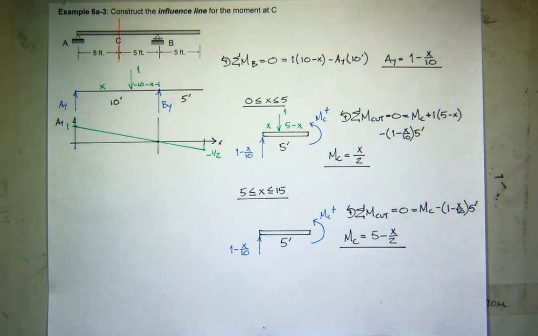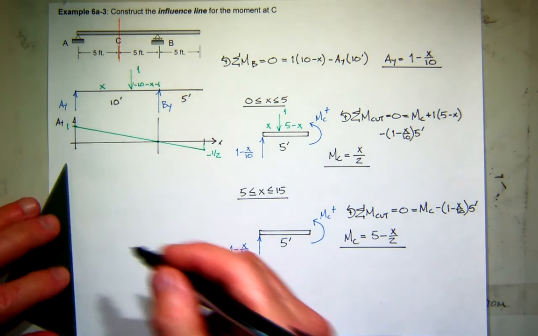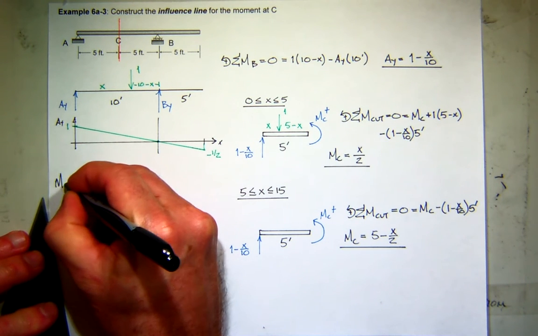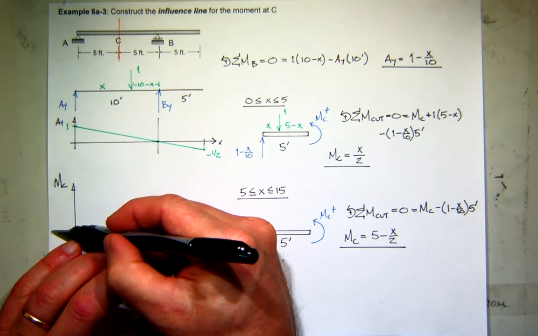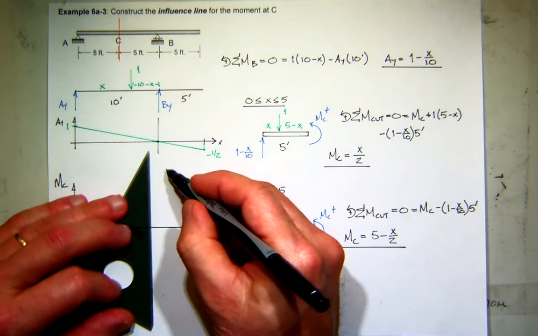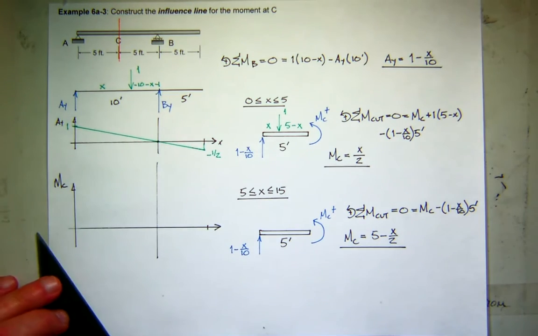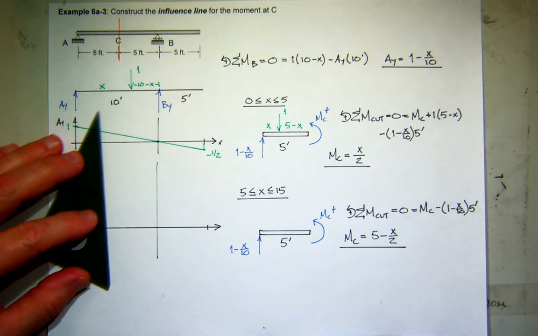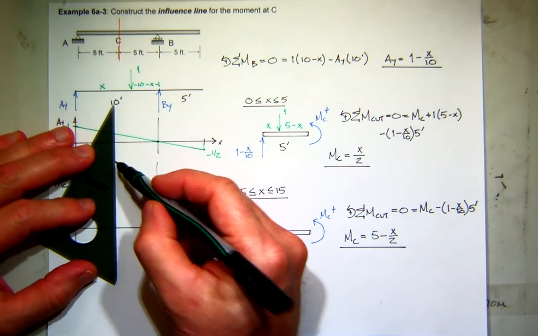Algebra. So all I do is plot those things. So let's see what we get. My ordinate will be the moment at C as it varies across the structure for the unit load. So I'll go ahead and sketch that in. So from 0, let's bring this in too, point C, which is kind of right in the middle.